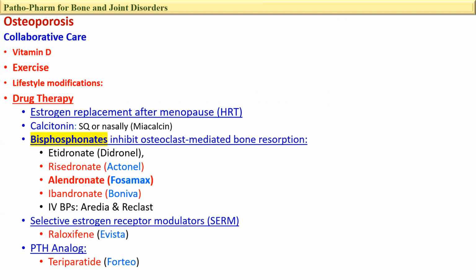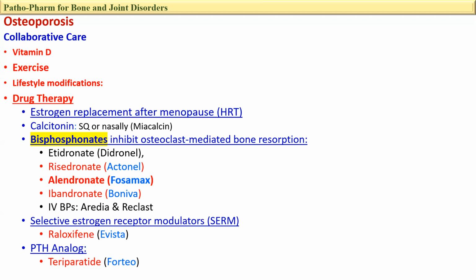So again, a supplement of vitamin D may be recommended. Also exercise. On this slide we'll go beyond vitamin D to collaborative care, which includes lifestyle modifications and exercise. Exercise should be encouraged to build and maintain bone mass. For lifestyle modifications, patients should be instructed to quit smoking or cut down on alcohol intake to decrease loss of bone mass.